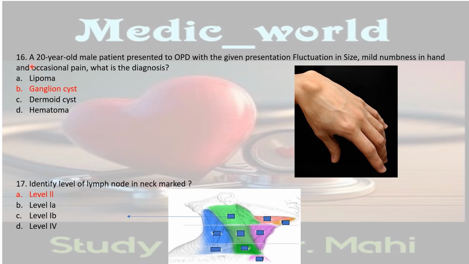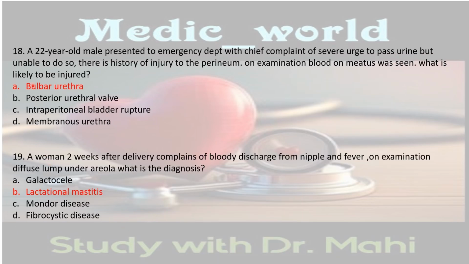Next question. A 20-year-old male patient presented to the OPD with the given presentation, fluctuation in shape and size, mild numbness in the hand and occasional pain. What is the diagnosis? Here the diagnosis is ganglion cyst. Identify the level of lymph node in the neck marked. Here the neck level which is marked is level 2 lymph nodes.